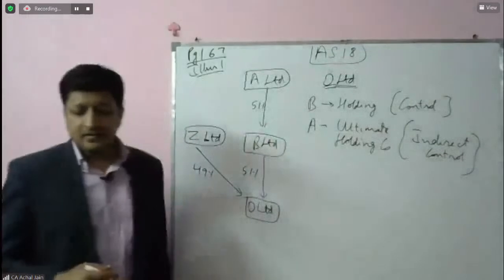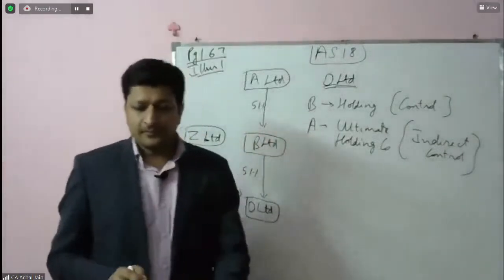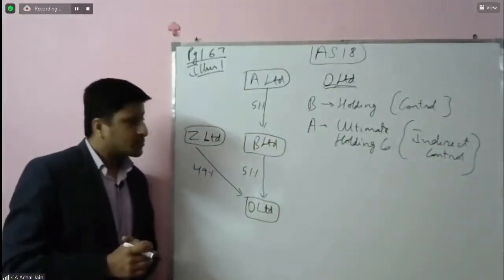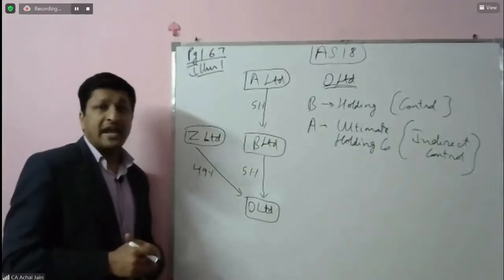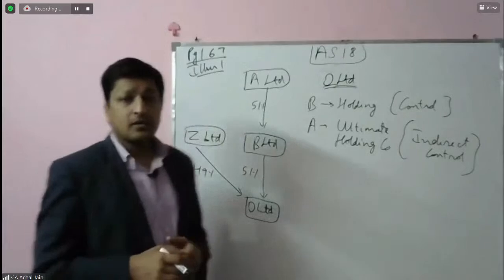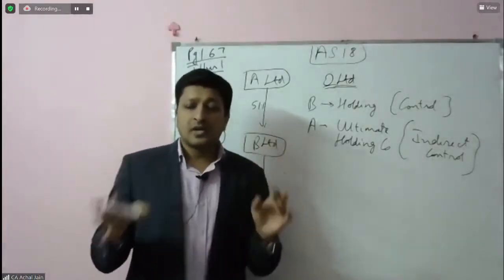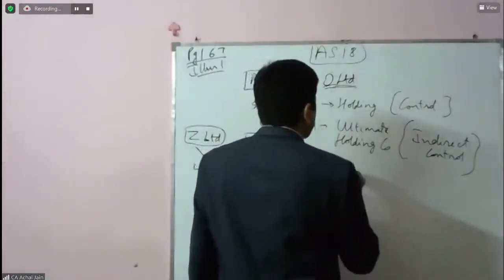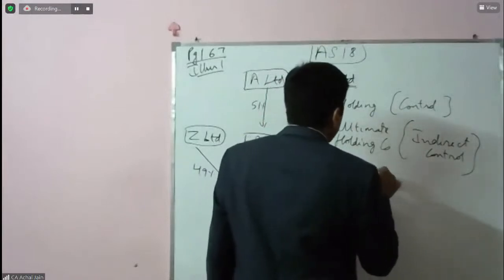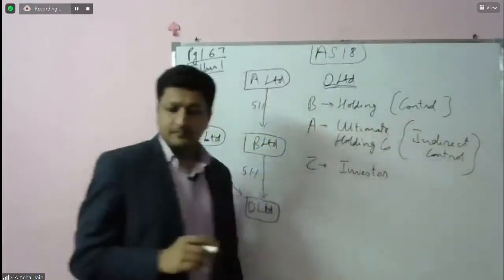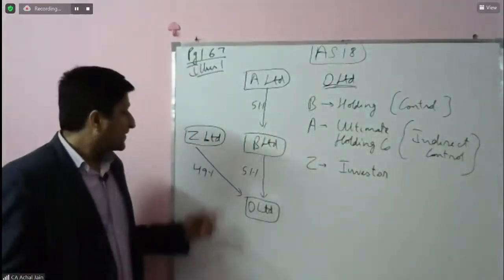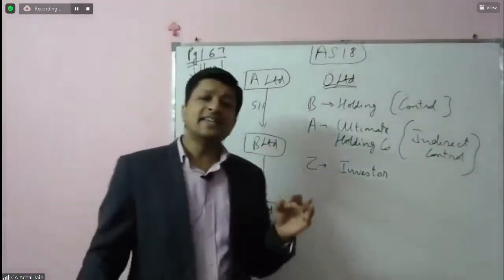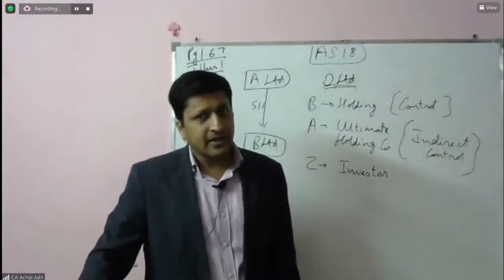And if we look at Z, now Z will also get into the picture. Why? Because Z has got stake in O, 49%. So maybe Z has got joint control, or Z may have significant influence. At least significant influence will be there. Yeah. So Z will also be a related party. But currently we can't comment about Z, whether Z has got joint control or it's about significant influence. We can say at least significant influence is there. Correct? Yeah?